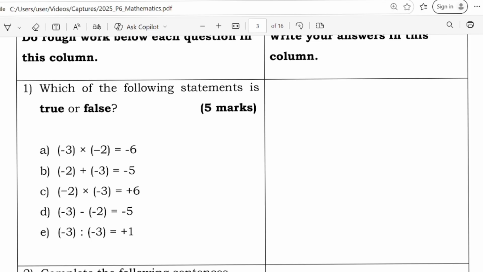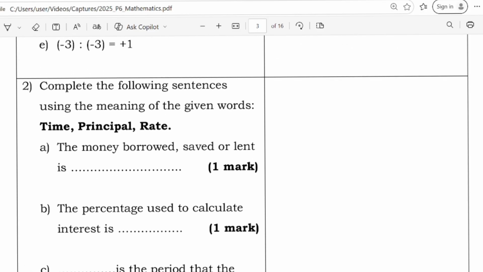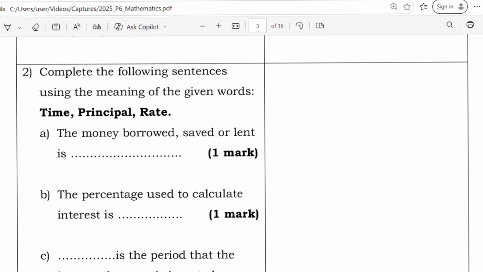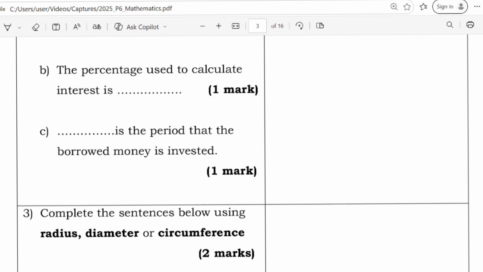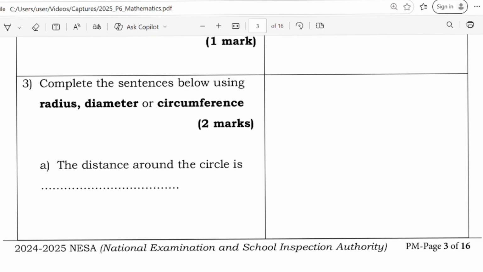Then read the next questions B, C, D, and E. Each question is worth 1 mark, and the total for the questions is 6 marks. So let's jump to question number 2. It was to fill the spaces with the words that are given: time, principal, and rate. And then number 3 is also to complete the sentences by using radius, diameter, and circumference.